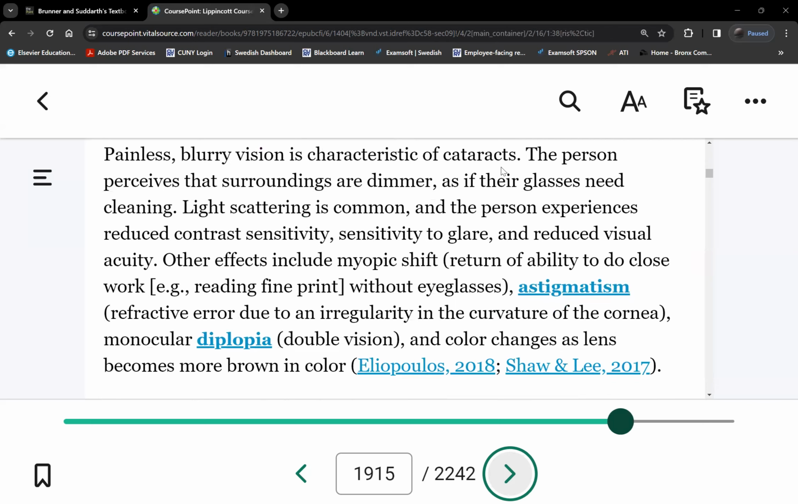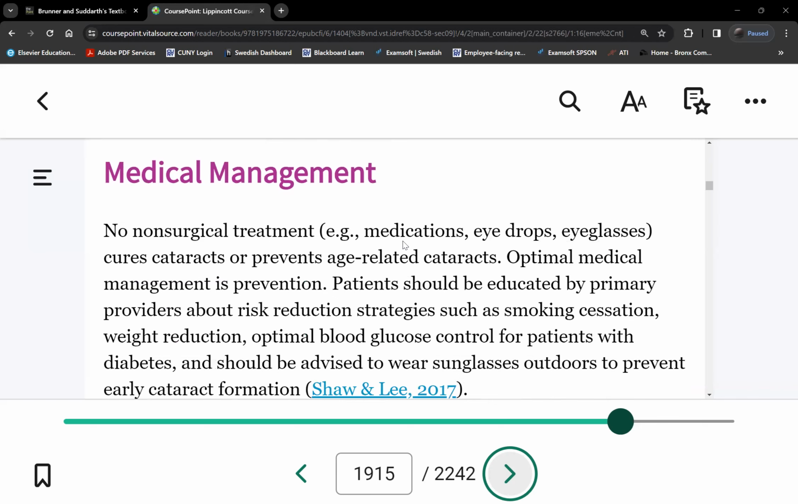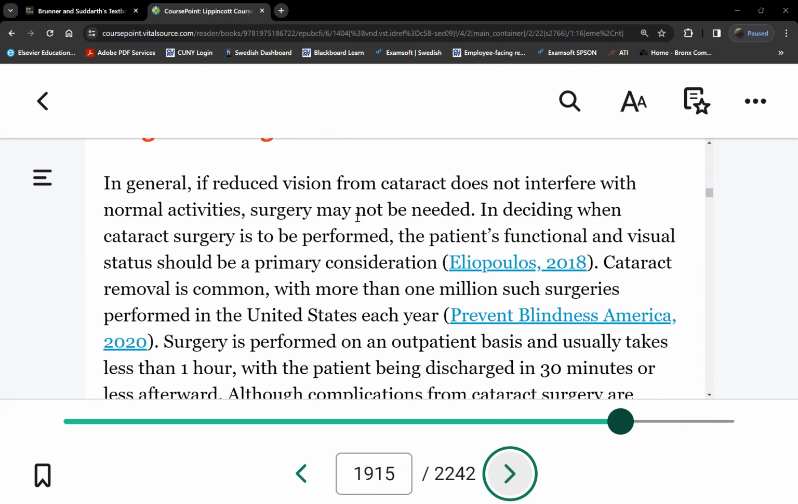Manifestations, usually no pain involved, just like in glaucoma. So the patient will have blurring vision. Can have also double vision and some color changes depending on how bad the lens opacity is. Management, there are no eye drops or ointments that can clean the lens. The only option is surgery. So here, no non-surgical treatment cures cataracts or prevents cataracts. What's the only treatment? Surgery. So surgical removal is the only option with cataracts.